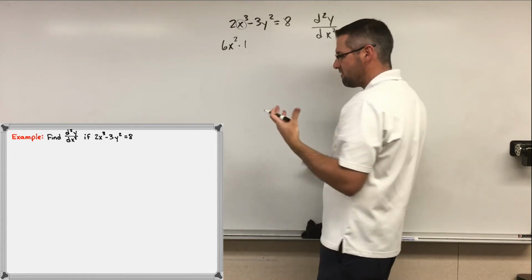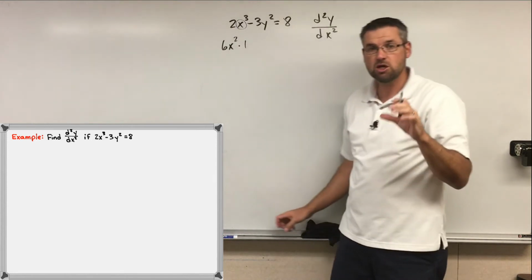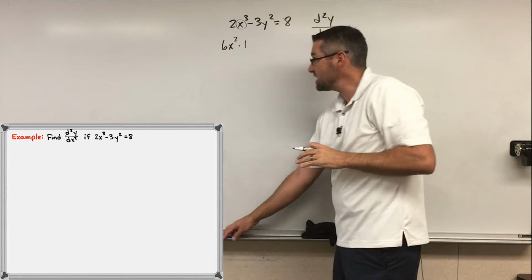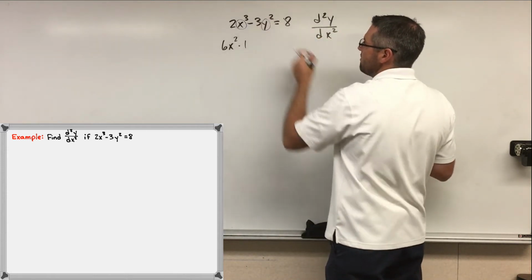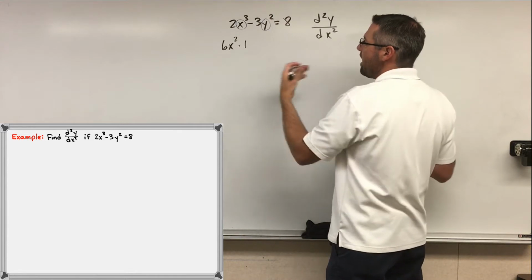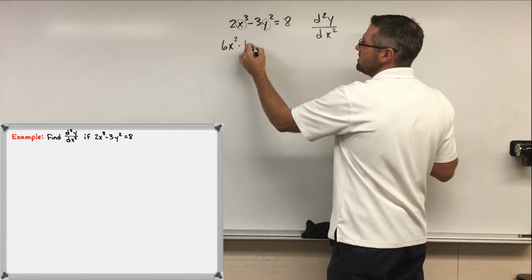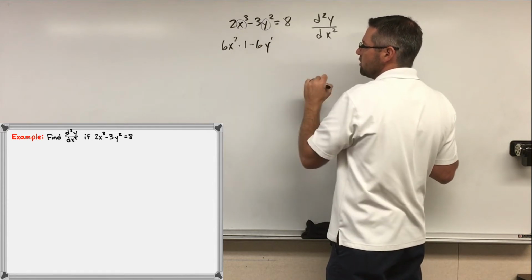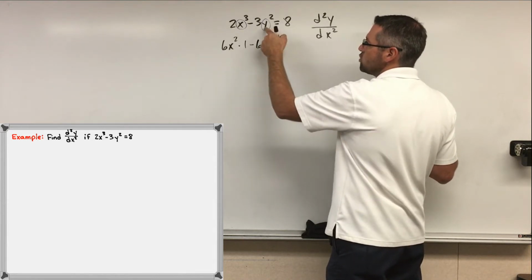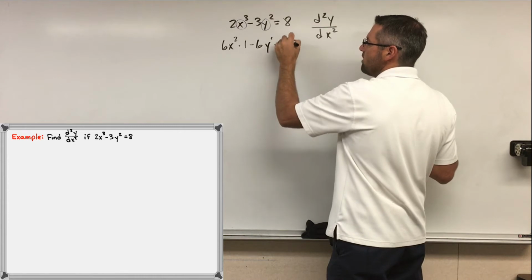The reason I think of that, I always want to think in terms of the chain rule so I don't miss anything. Because here on the negative 3y squared, we have to treat y as a function, right? We have to do the chain rule. So the derivative of this is going to be negative 6y to the first power, and then times the derivative of y, which is y prime.